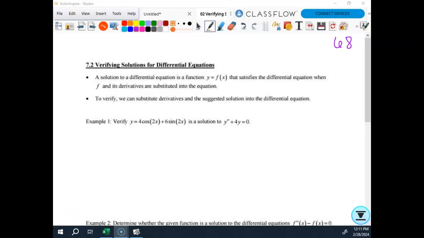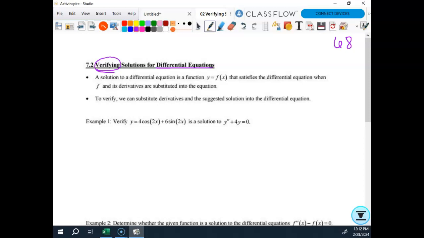Alrighty, so we are verifying solutions. We're not finding a solution. We are verifying that something is or is not a solution of a differential equation. What makes an equation a differential equation? Is it something we've been working with?